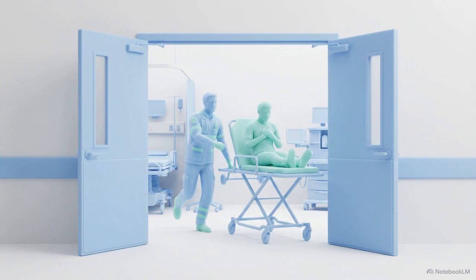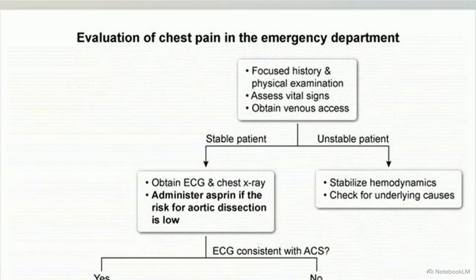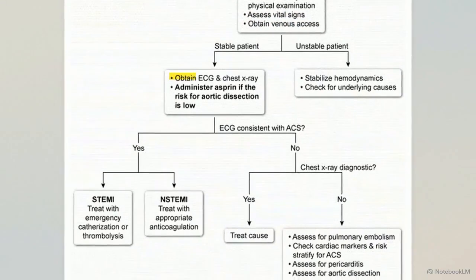When a patient presents to the emergency department with chest pain, the overriding primary objective is rapid triage. We have to immediately separate stable presentations from hemodynamically unstable emergencies. This flowchart outlines the baseline protocol. Every chest pain patient requires an immediate assessment of vitals for hemodynamic stability, venous access, and an initial chest X-ray.